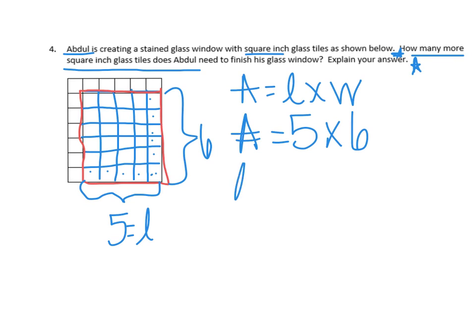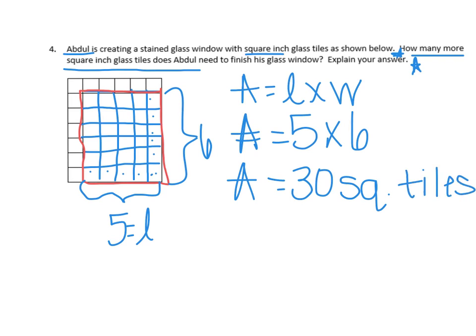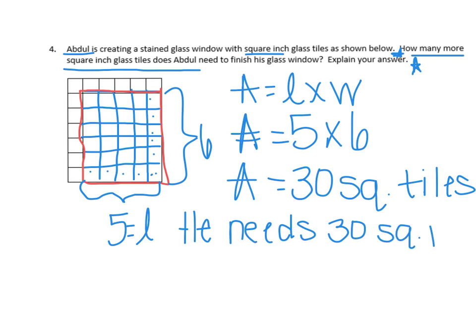So A equals 5 times 6. 5 times 6, I know, is equal to 30 square, and then it says that he used tiles, so I'm going to put tiles down. Now I need to put this as a statement. So how many more square inch glass tiles does he need? I'm going to write he needs 30 square inch tiles.